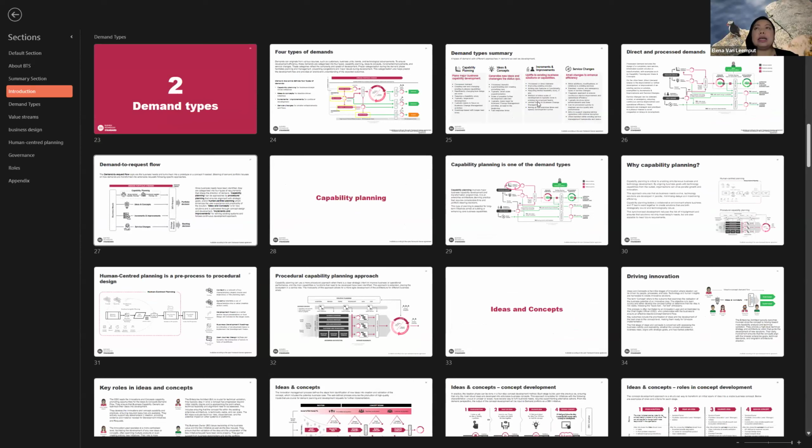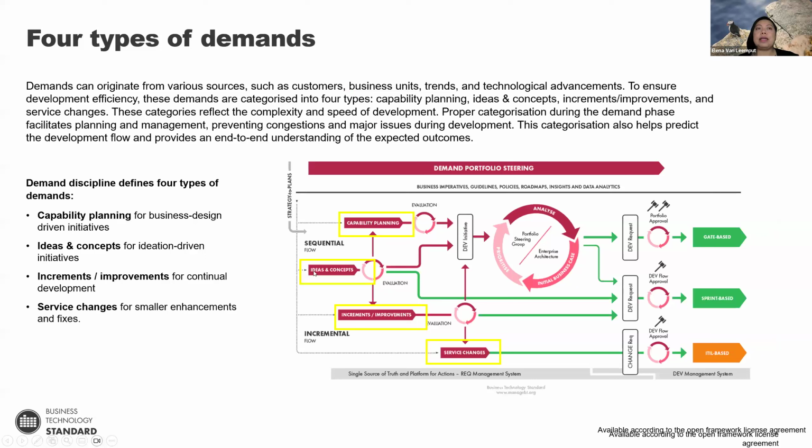All right, so in this book, or guide, you also have the demand types. So we're talking about 4 types of demand. So capability planning, ideas and concepts, increments, improvements, service changes. And then we also will be adding, once we renew it, the service request as one of the demand categories.